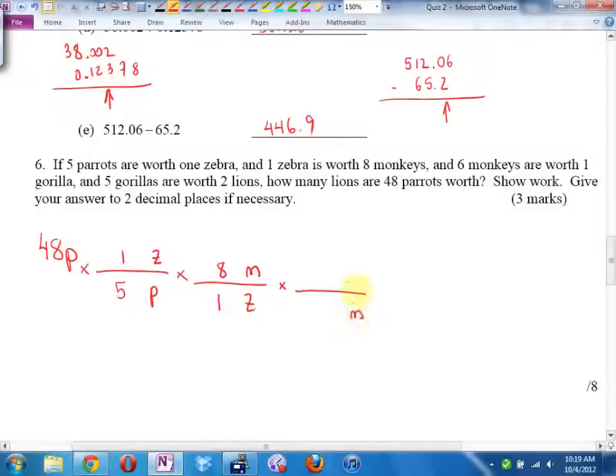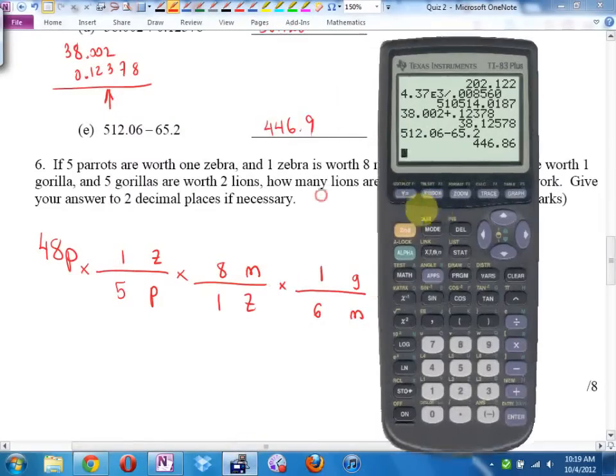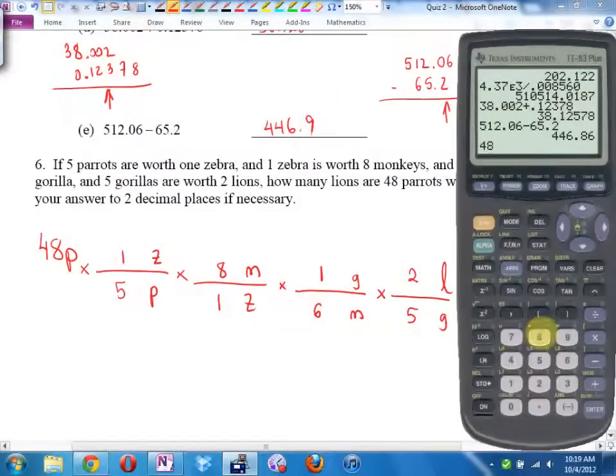I want to get rid of monkeys. I can go to gorillas. And apparently 6 monkeys is 1 gorilla. And I want to get rid of gorillas, and I can end up in lions. Oh, great! I'm going to end up where I want to. And apparently 2 lions is the same as 5 gorillas. So I think I'm going to go 48 times 8 times 2 divided by 5 divided by 6 divided by 5, ignoring all the ones. Yeah? I'm going to go, yoink, 48 times 8 times 2 divided by 5 divided by 6 divided by 5.